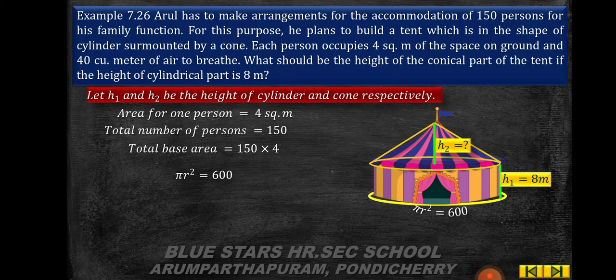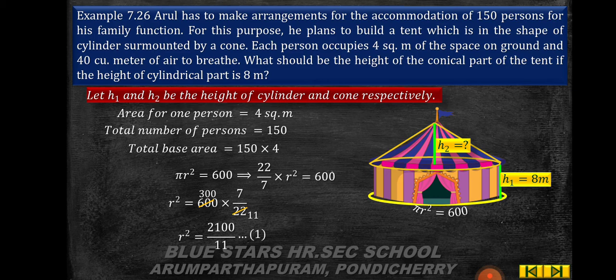So pi r square is equal to 600, which implies 22/7 into r square is equal to 600. So r square is equal to 600 into 7/22. So 22 and 600 gets cancelled. 11 times 300 times. So r square is equal to 2100/11, which is your equation number 1.